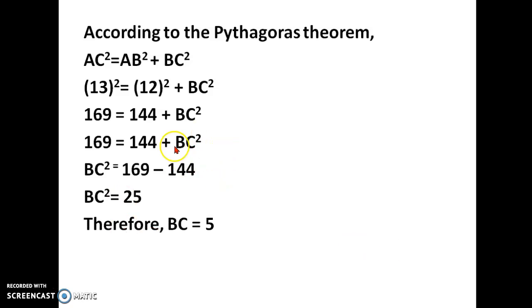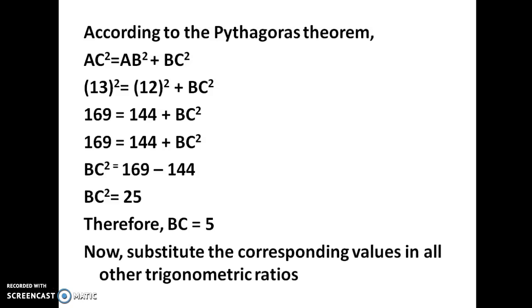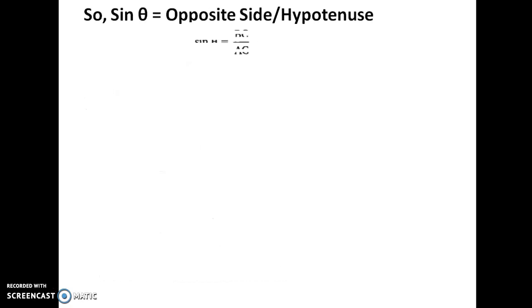Substitute in the formula AC square is equal to AB square plus BC square. Same way only. So we found out BC equal to 5. Now you have to substitute the corresponding values in all other trigonometric ratios. That is, you have to find sine theta, cos theta, everything. Sine theta equal to BC by AC, that is opposite by hypotenuse. So 5 by 13 I got.